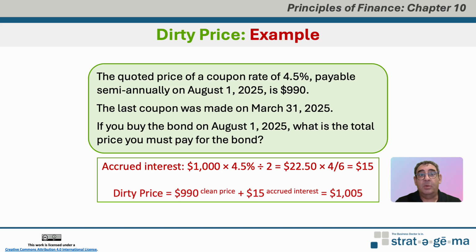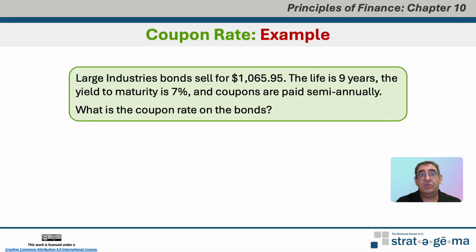Here's another example where we're going to look at calculating the coupon rate itself. So let's say Large Industries sells bonds for $1,065.95. Again, we can assume that this is a $1,000 bond. So just by looking at this, you should be able to determine, hey, this bond is selling at a premium. The life is 9 years and the yield to maturity is 7%. Coupons are paid semi-annually. What is the coupon rate on the bond?